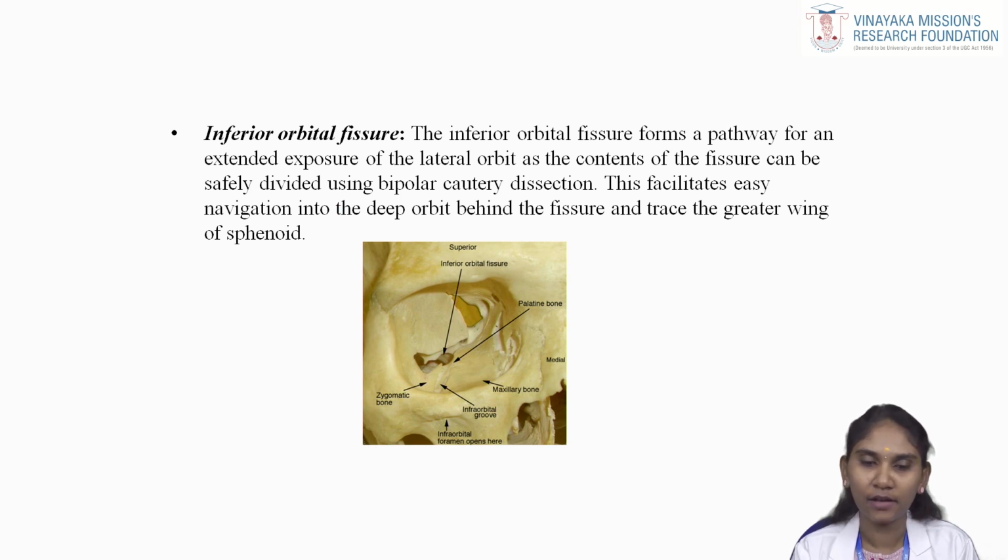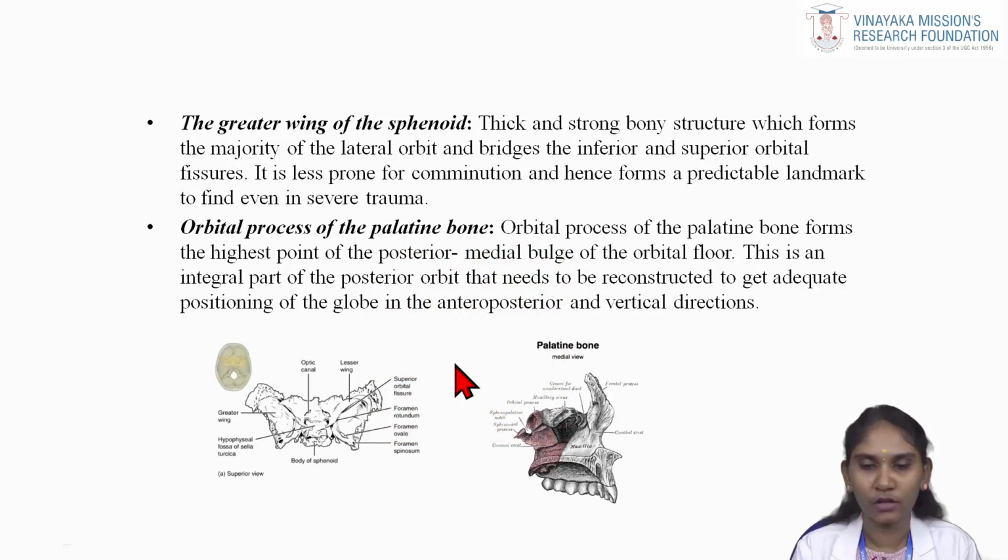This facilitates easy navigation into the deep orbit behind the fissure and raise the greater wing of the sphenoid. Third, the greater wing of the sphenoid. It is a thick and strong bone structure which forms the majority of the lateral orbit and bridges the inferior and superior orbital fissure. So it is less prone to comminution and hence forms a predictable landmark to find even in severe trauma. The fourth is the orbital process of the palatine bone.